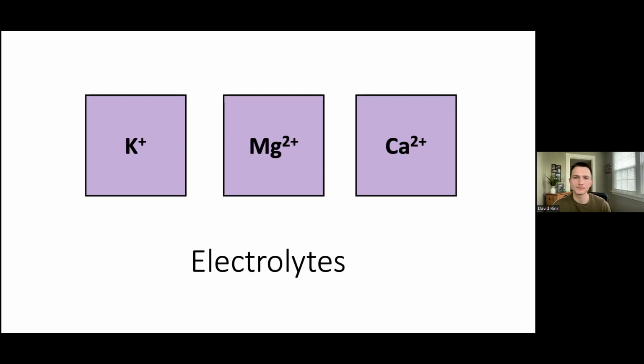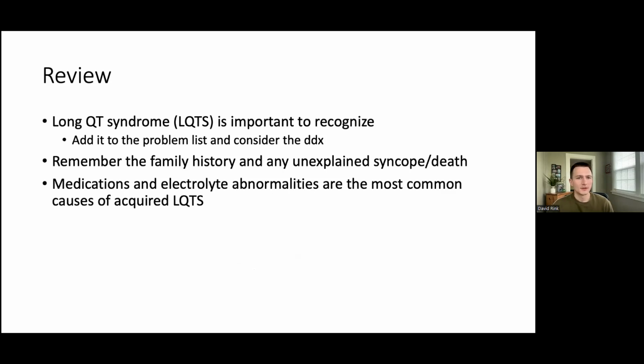All right. So like we talked about here, long QT syndrome is important to recognize. And I think it's something that we often see and don't necessarily add to our problem list, but it is something we should be thinking about in patients because it is abnormal and needs to be addressed. We should remember the family history and then consider any unexplained syncope or sudden cardiac death or suspicious sounding death that could be cardiac. And then remember, of course, that medications and electrolyte abnormalities are our most common causes of acquired long QT syndrome. Just going to pause one more time before the last section here.